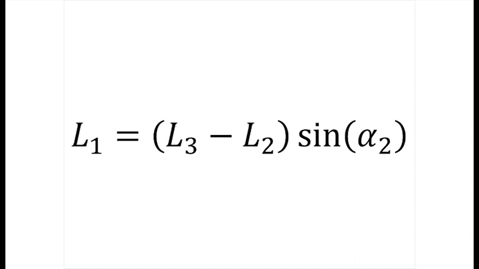Finally, L1, the offset distance, can be found using this final equation. L1 is equal to (L3 minus L2) times sine of alpha 2.